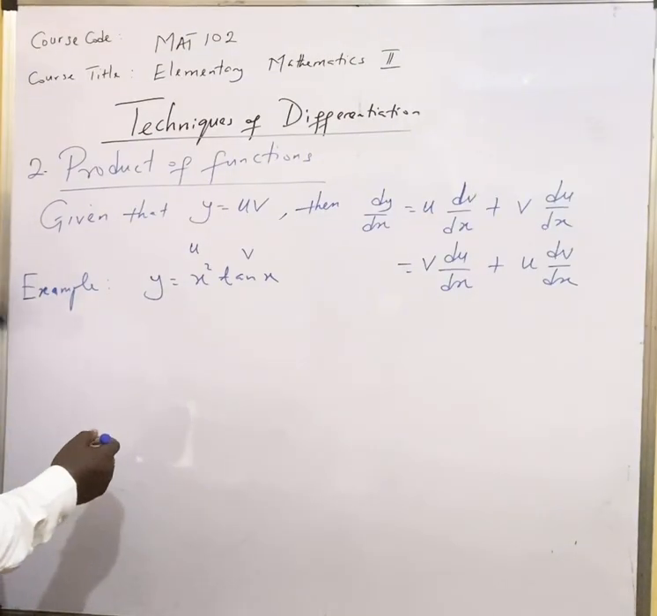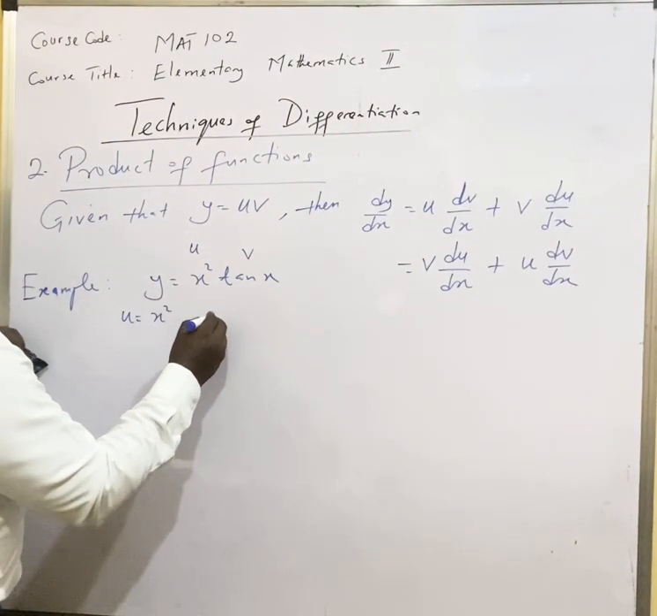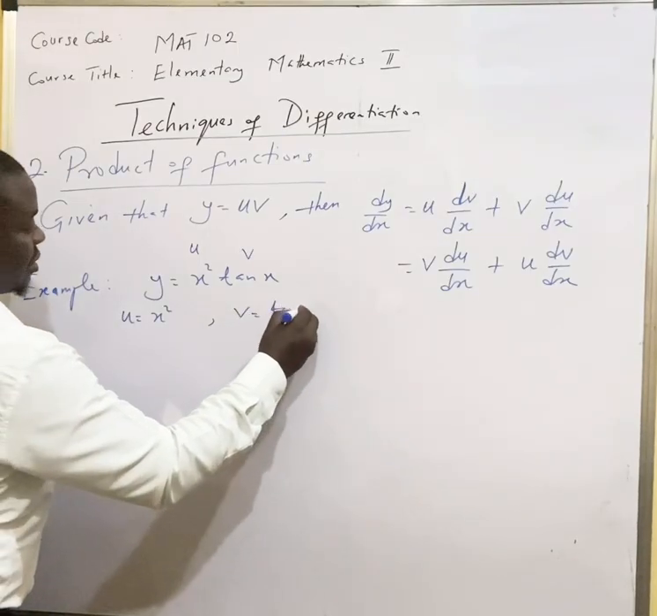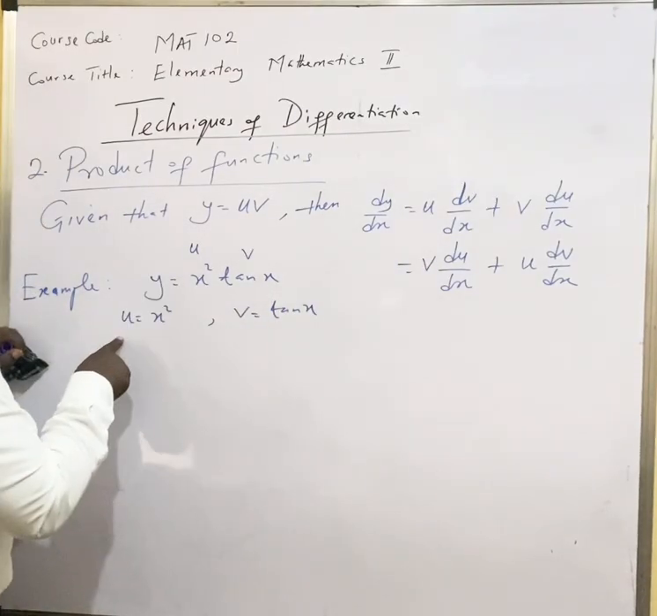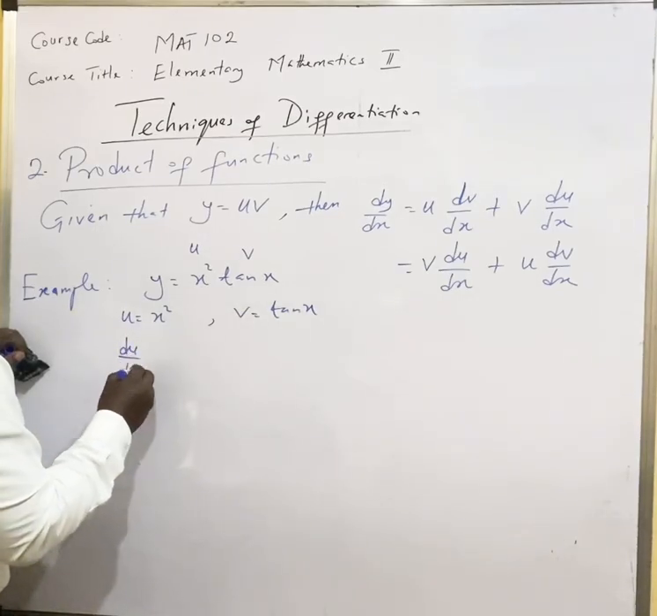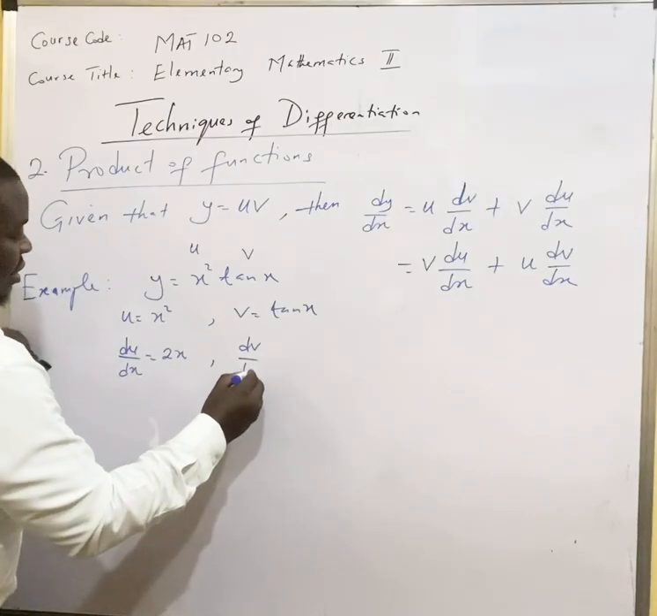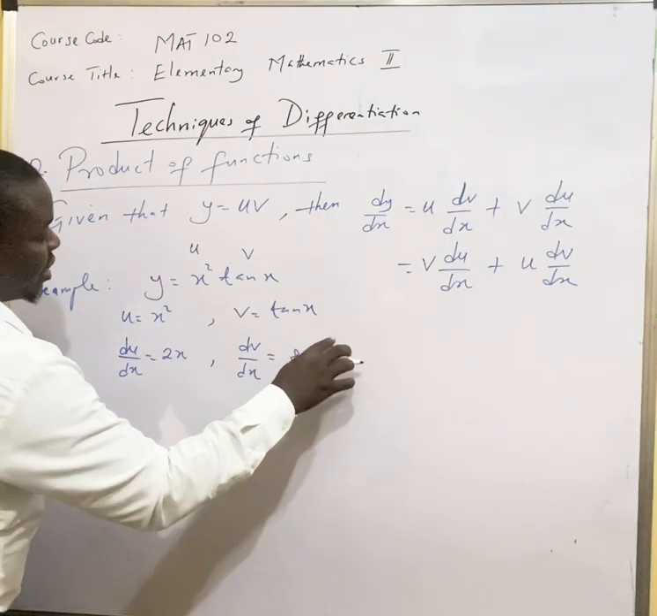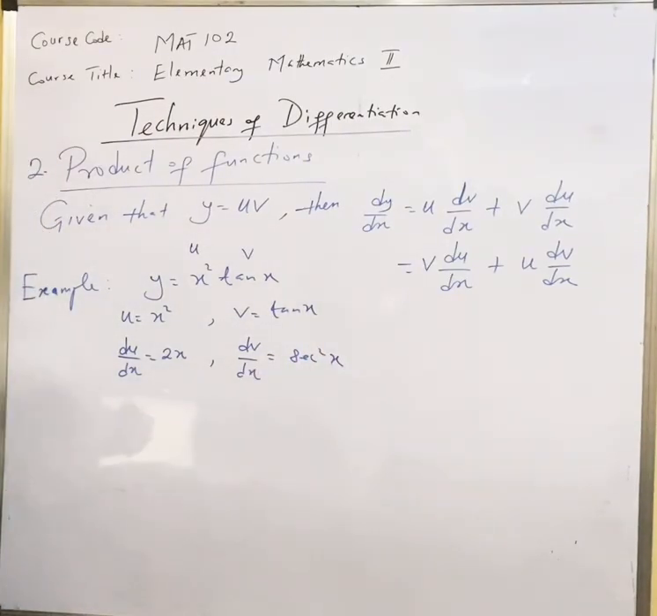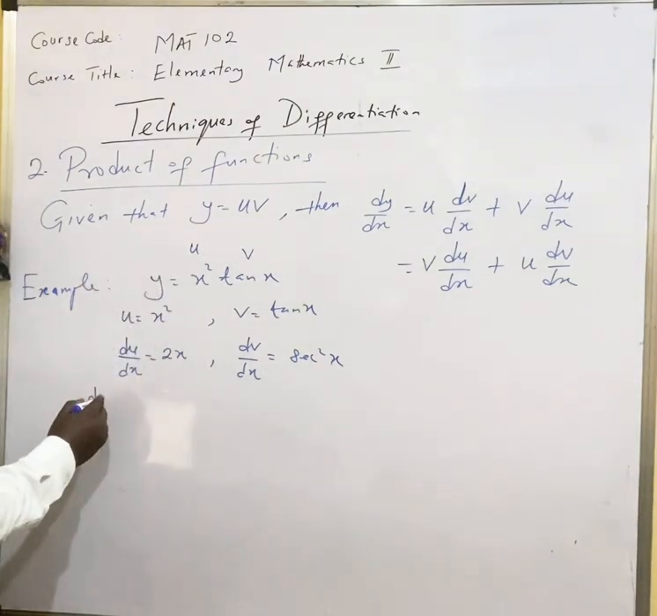Tan x. In that formula we need, we have that u is equal to x squared, and v is tan x. We need the derivative of u with respect to x and the derivative of v with respect to x. So du/dx will be equal to 2x, right? Good. And dv/dx is equal to sec squared x, yes, from our standard derivatives. So we now apply the product rule.